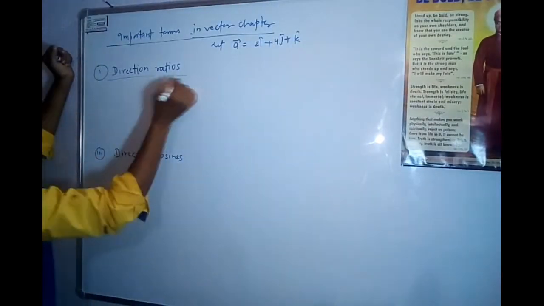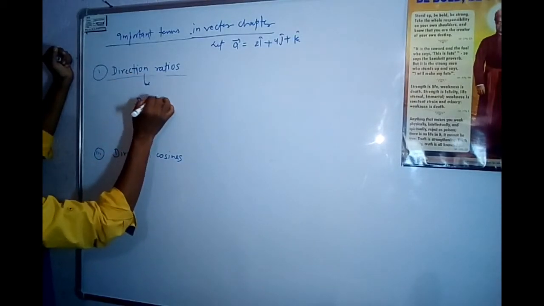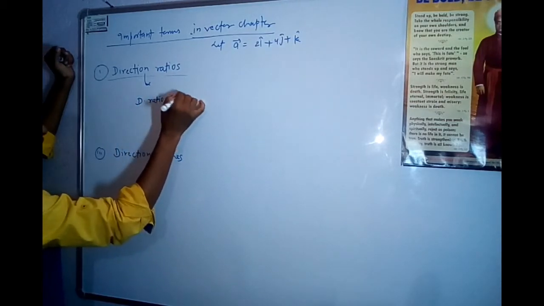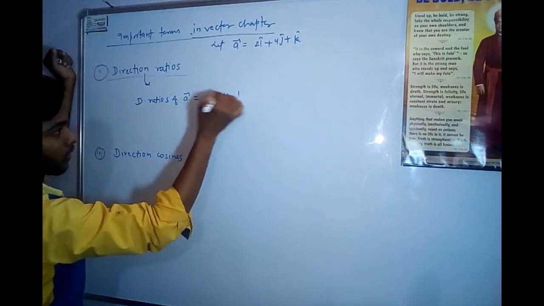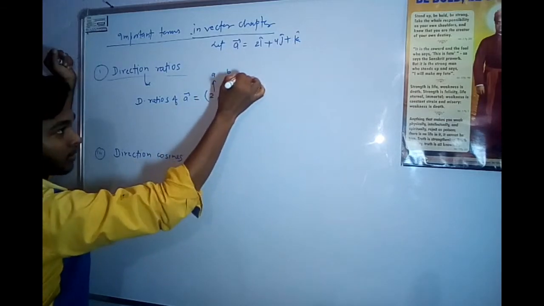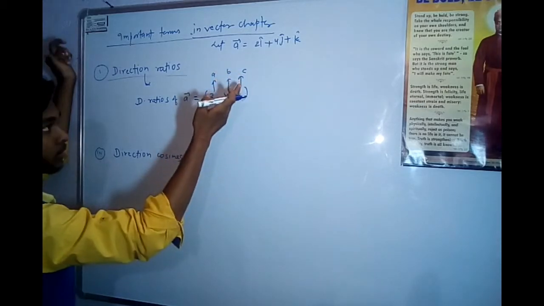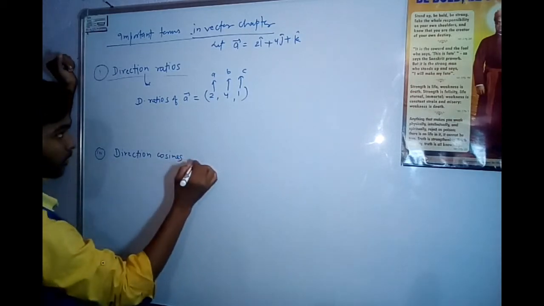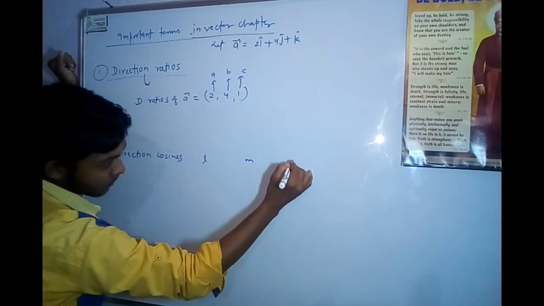Okay, so if we write the direction ratio of a vector, then simply we write 2, 4, 1. This we call a, this is b, and this is c. Simply x coordinate, y coordinate, and z coordinate. Direction ratios of a. Second, direction cosine. Here also l, m, n.